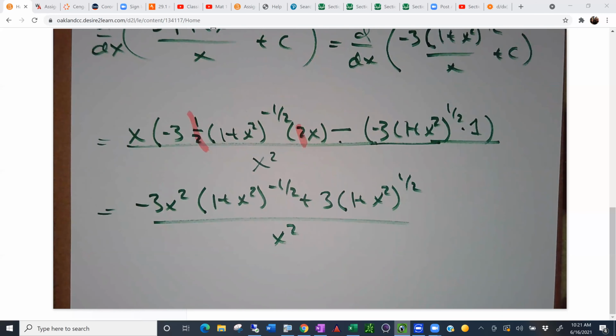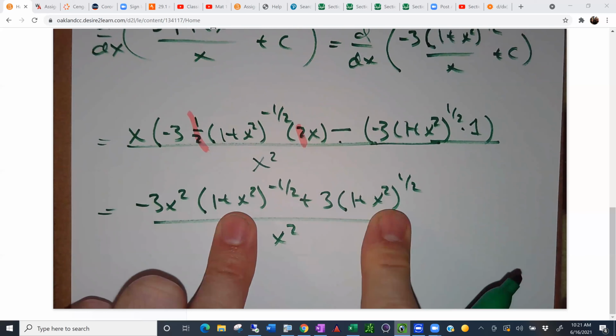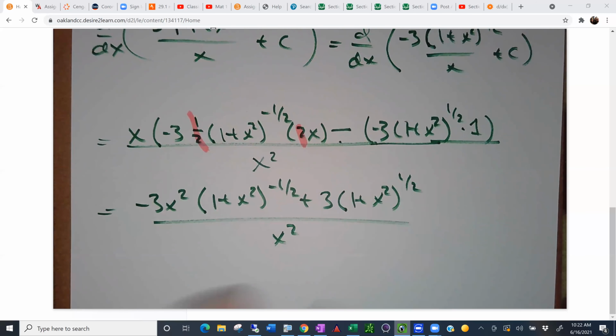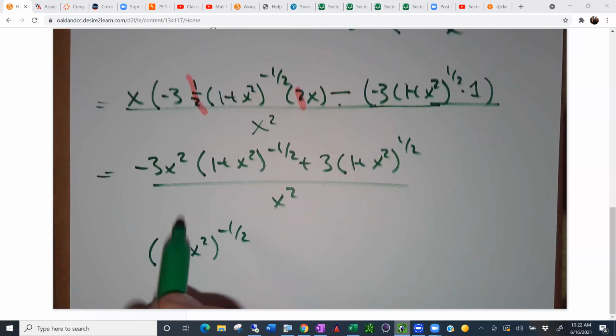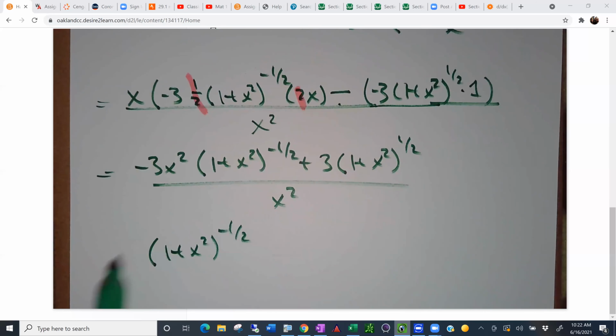Now, a while ago, I showed you a little trick when you're factoring stuff like this, and that was to factor out the largest negative exponent. So let's factor out a 1 plus x squared to the negative 1/2. I'll also factor out a 3 here. And do I want to factor out the negative 3?